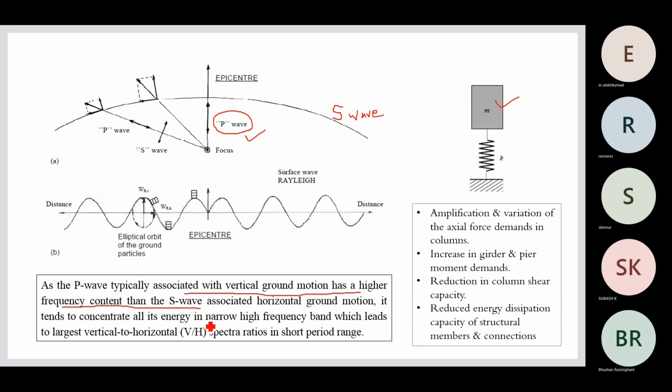It tends to concentrate all its energy in a narrow high frequency band, which leads to the largest vertical to horizontal spectral ratios in the short period range. In the short period range, that is 0 to 0.3 second, it will have a severe effect on the structure. And for that, we should design the structure in the near source region or zone 4 or 5 regions.